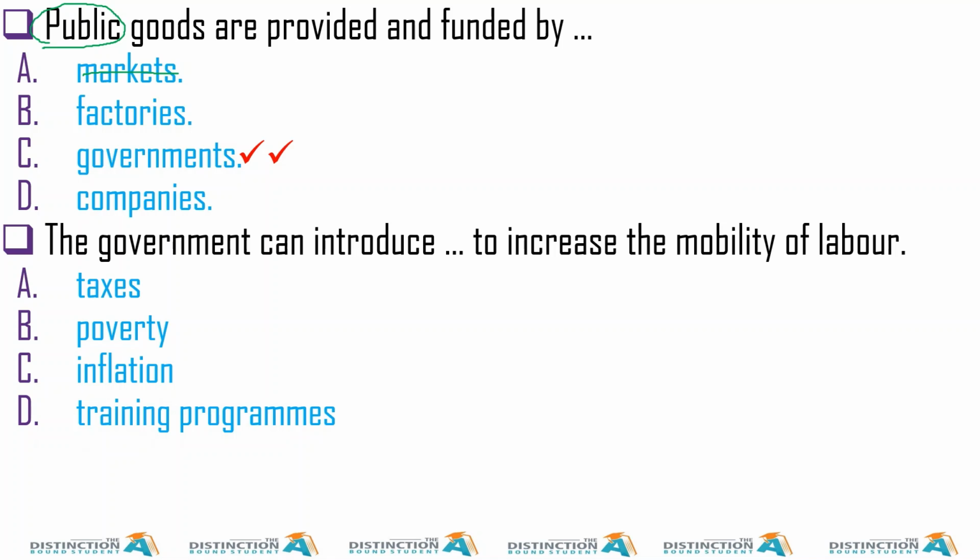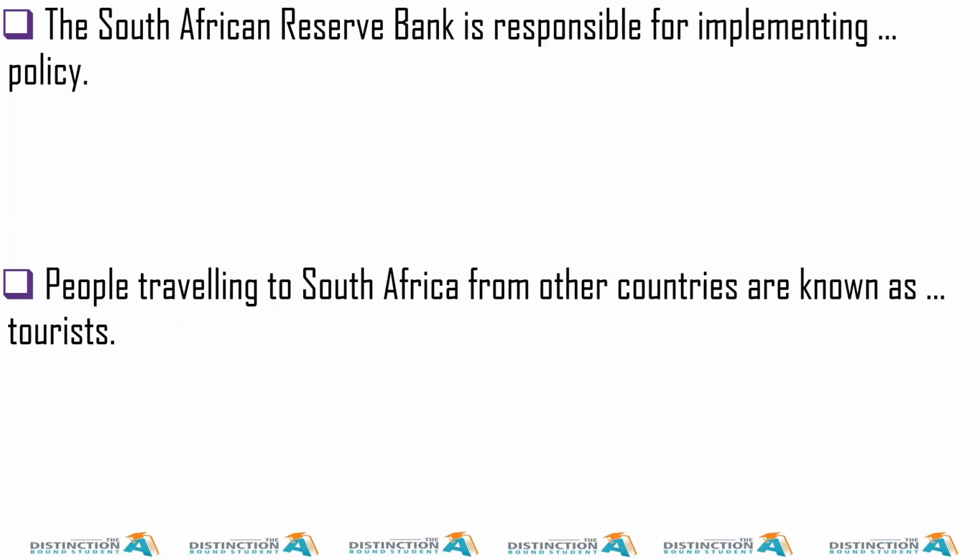The government can introduce dash to increase the mobility of labor. Okay, we have to see options here. Taxes. How would taxes increase the mobility of labor? Because immobility of labor is one of the causes of market failure. So to deal with that immobility, government could deal with poverty. No. Introduce poverty. It doesn't make sense. Introduce inflation. How do you do that? Right. None of this makes sense. The only answer here that makes a lot of sense is training programs.